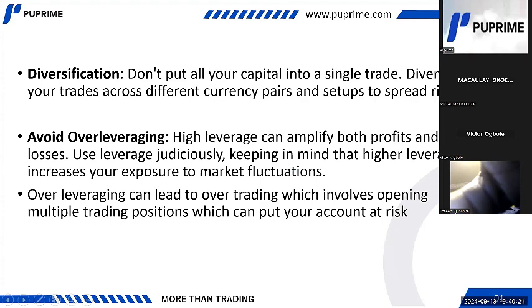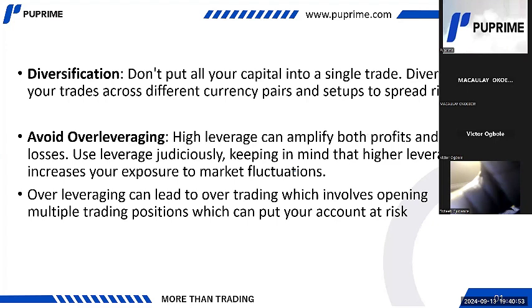Diversify your trades across different currency pairs and set up to spread risk. Now, this is very important. Many traders fail to do this. Sometimes if somebody takes a trade on GBP/USD, you will see 20 trades at a go. That is poor risk management. It's funny when you watch some videos on YouTube, somebody takes 10, 20 trades on GBP/USD, and it shows you all of them are blues. But it will never show you when all of them turn into a loss. That is very poor risk management.